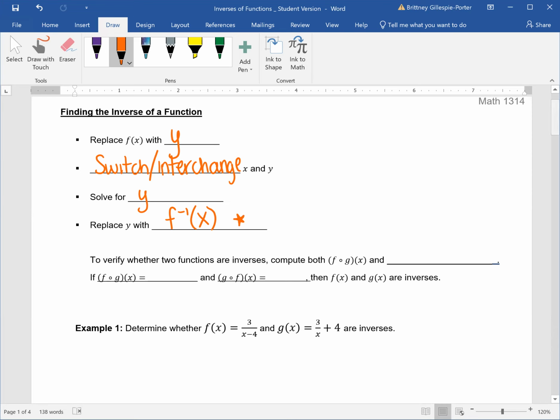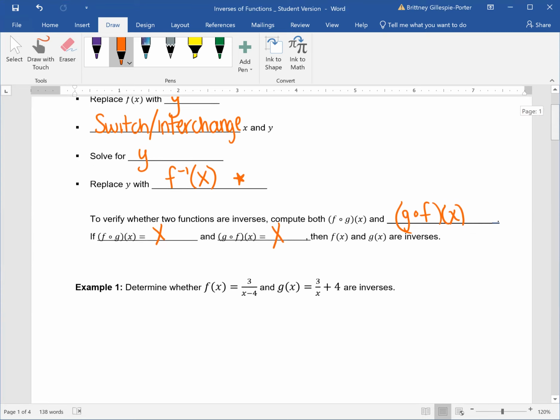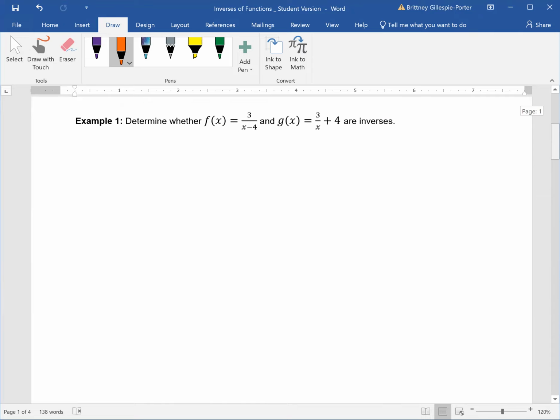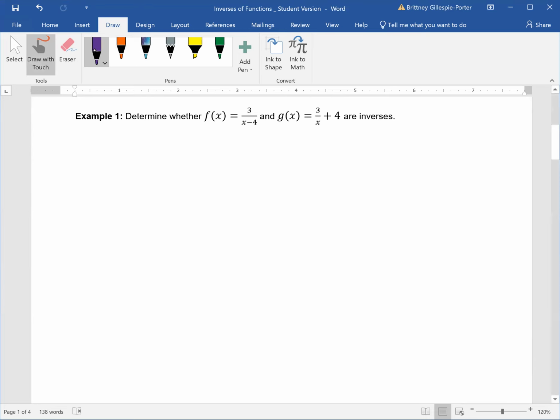And if you need to verify if two functions are inverses, you need to find both f of g of x, so f composed with g, and g composed with f of x, g composed with f. And if they both equal x, then they are inverses. So you do the composition both ways, and if you get x each time, they're inverses. Okay, we're going to do some composition to prove that they are inverses.